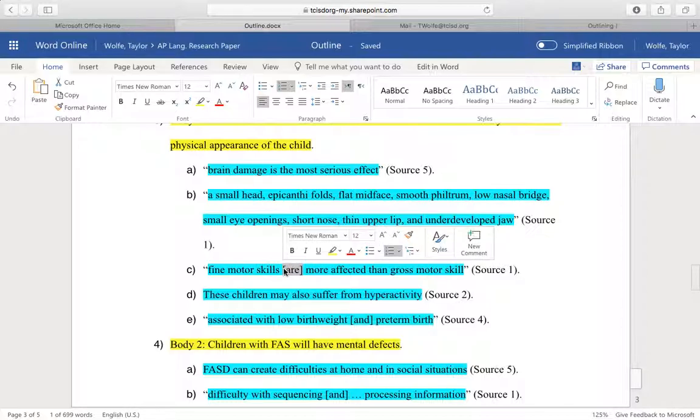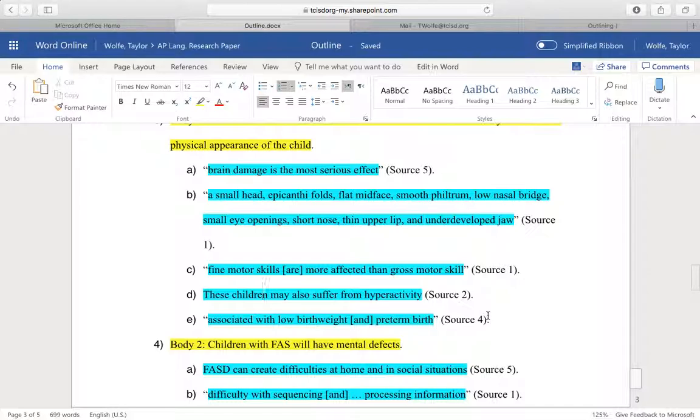Fine motor skills are more affected than gross motor skills. This right here is when you change the word so that it fits into your paper. So that's all that this is. It might have said "is" before the fine motor skills. It might have said something else. But to make it work in this sentence, you can change words. And to indicate that you've changed a word, you put it in brackets. Source 1. These children may also suffer from hyperactivity. That's a paraphrase. I've taken information that I found, but I've written it in a way that will work into this particular paragraph. And then it says, last, associated with low birth weight and preterm birth.